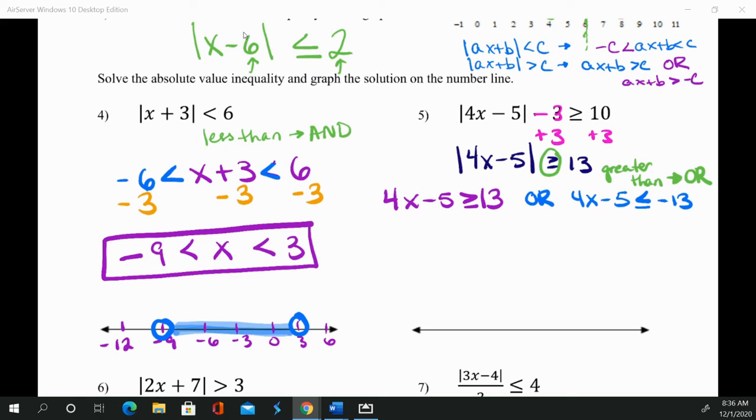Now, the one nice part about these or inequalities is the steps to solve are going to be the same. So we would first add 5, and I'm just going to do this all in the same step.